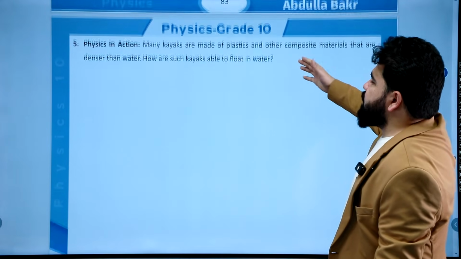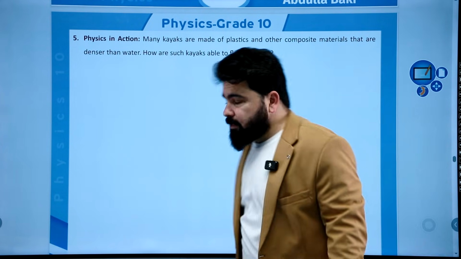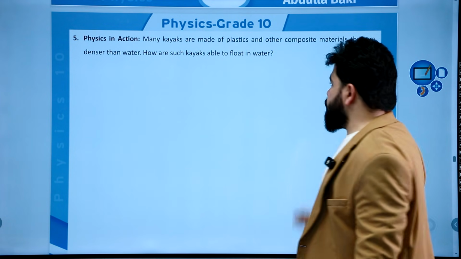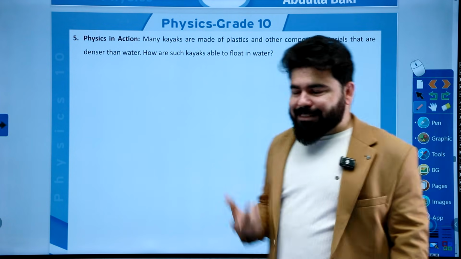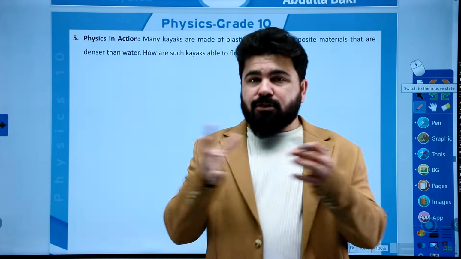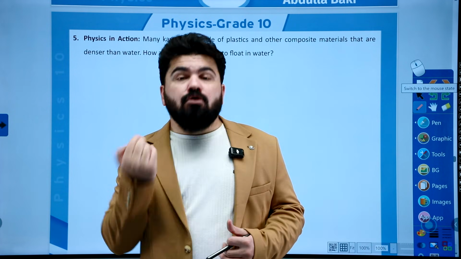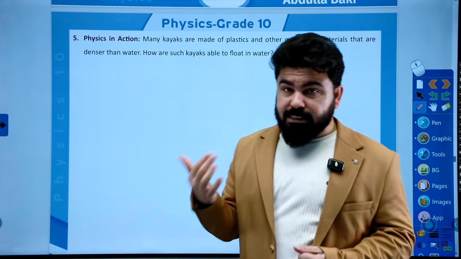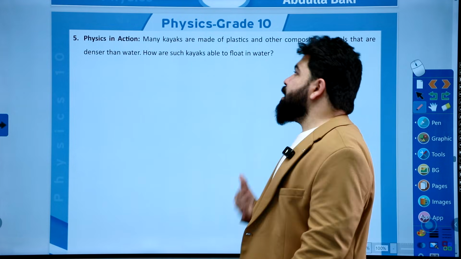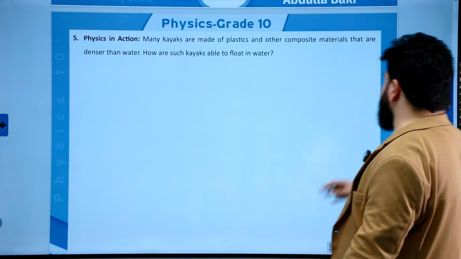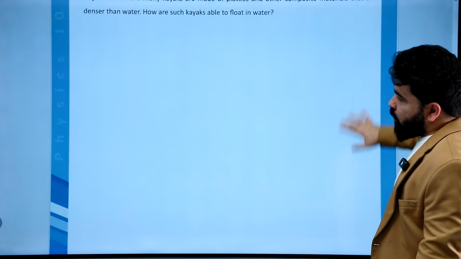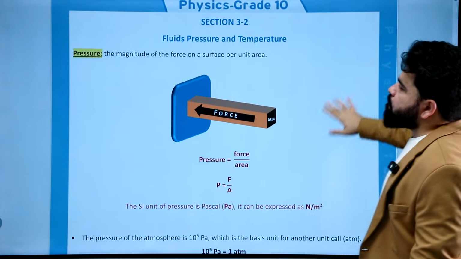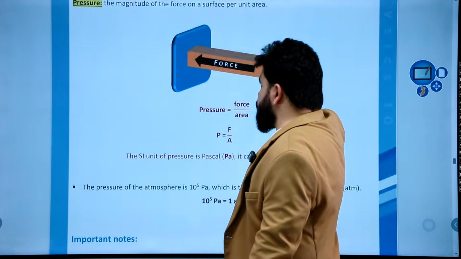Question 5, it says many kayaks are made of plastic and other materials that are denser than water. How are such kayaks able to float? So you know that kayaks are not only made of one material, they are made of composite materials. The overall density of kayaks is less than the density of water. And also the design of kayaks is made in a way that they're going to displace more water. Displacing more water means what? Means a higher buoyancy.